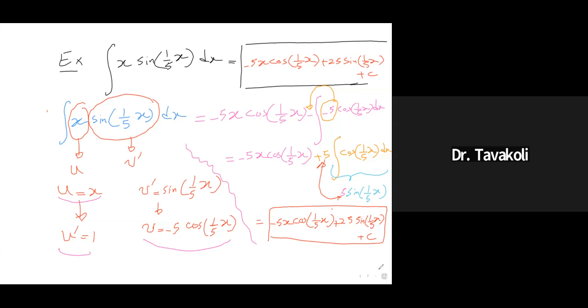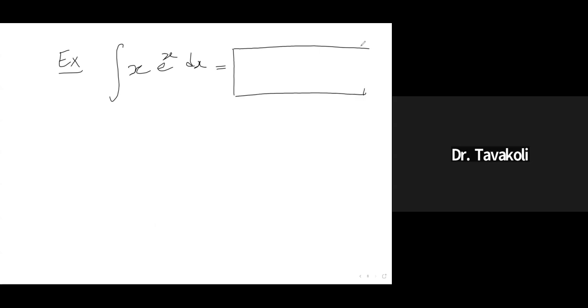Okay, now let's see an example in which the exponential function is involved. I want to use integration by parts and find the integral of x times e to the x dx. As usual, please try this on your own before watching my solution. Let me repeat the integral here, x times e to the x.